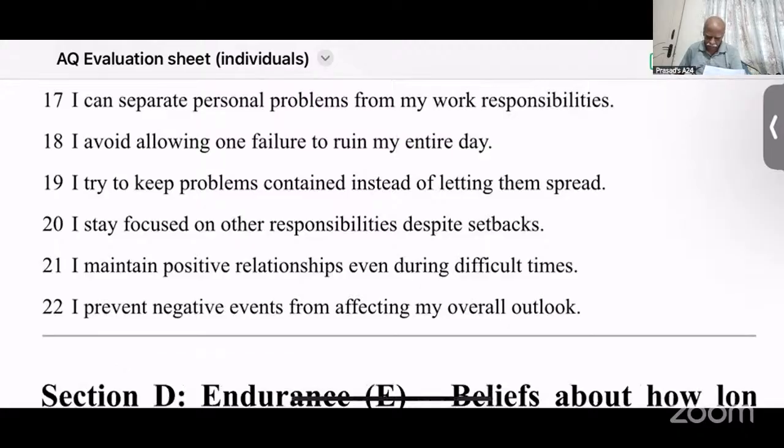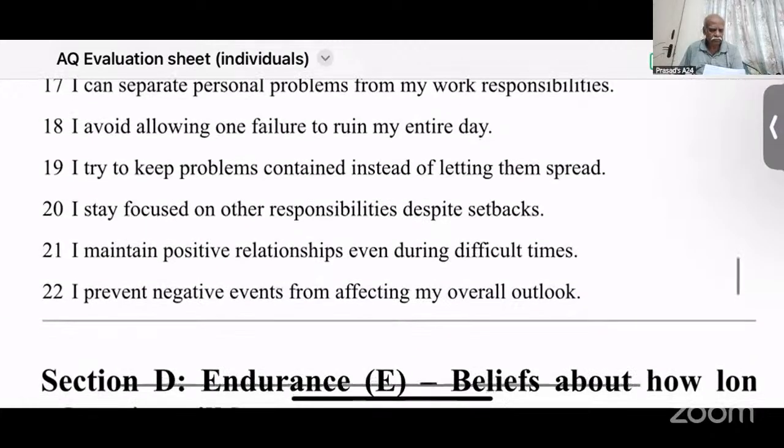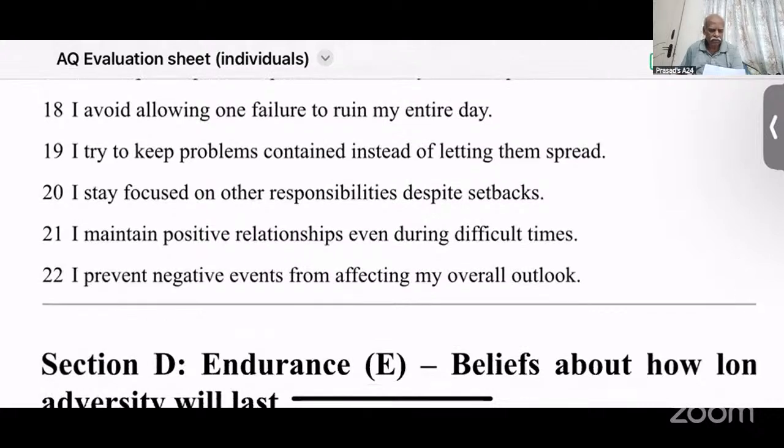19th, I try to keep challenges contained instead of letting them spread. 20th, I stay focused on other responsibilities despite setbacks.